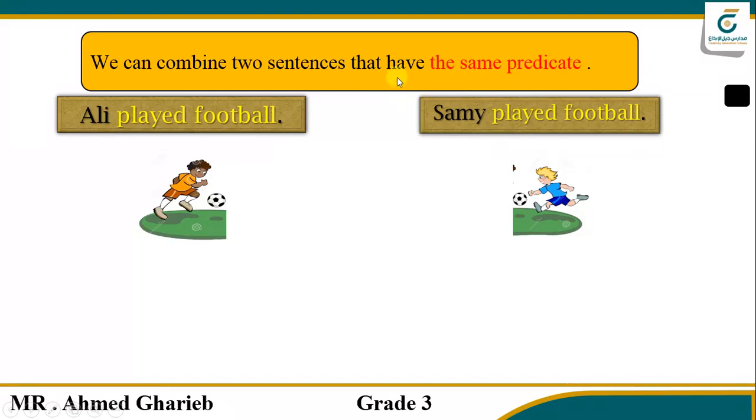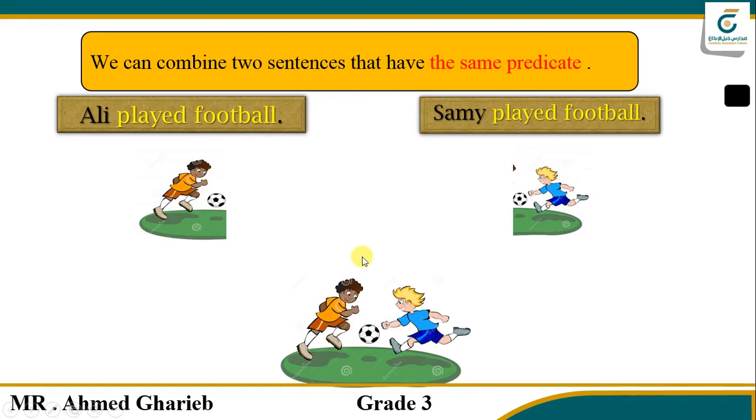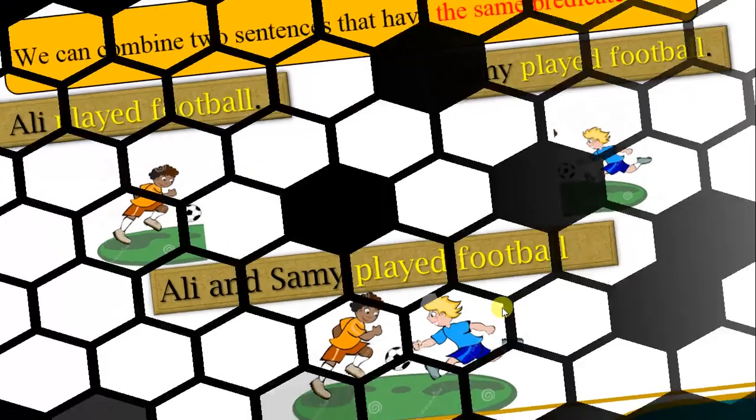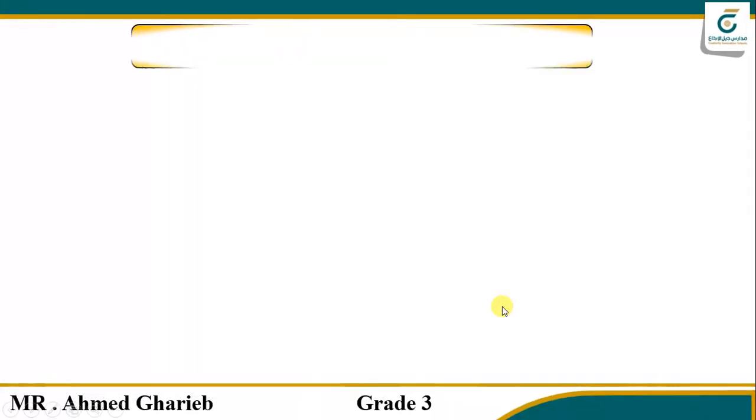So we can combine them together to give a new sentence, just one. As you see, Ali and Sammy played football. Okay, we combined the two sentences because they have the same predicate, played football and played football, and the subject is different, Ali and Sammy. So we can say Ali and Sammy played football. Okay. Let's see what's next.